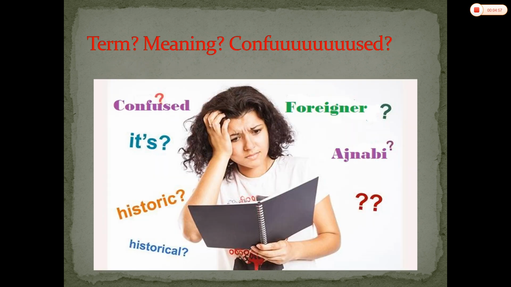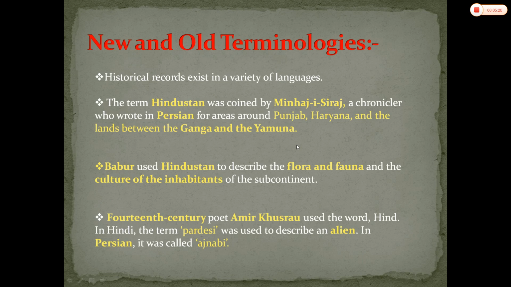Now we are going to see that changes occurred not only in the map, but in various things. Even the terms and their meanings have changed. So whenever you study history or the past, and you study any particular word, the meaning of the word or term has also changed. For example, as you can see here, new and old terminologies.